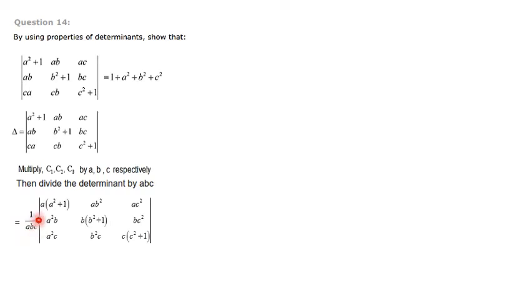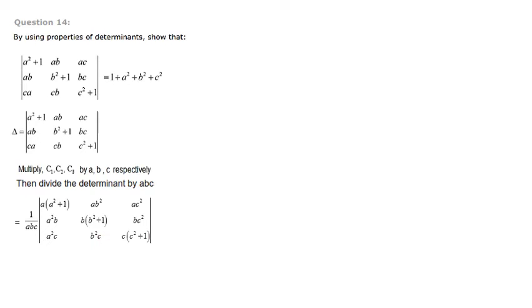So 1 by abc, just keeping it outside, then you are multiplying a in c1, that is a into a square plus 1. Then here ab was there. If you multiply a, it becomes a square b, and here ca was there. When you multiply a, it becomes a square c. So c1 is multiplied by a. Then c2 is multiplied by b. So ab into b, that is ab square. Then b square plus 1 into b, that is b into b square plus 1. Next cb into b, that is b square c.